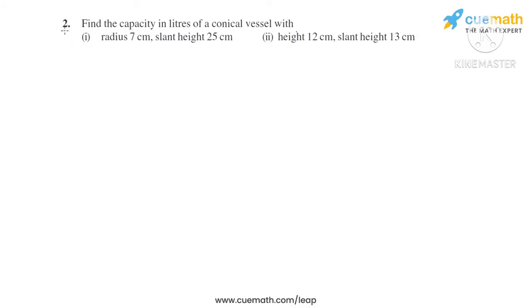In the second question, it says find the capacity in liters of a conical vessel with first part radius is 7 centimeters and slant height is 25 centimeters. In the second part, height is 12 centimeters and slant height is 13 centimeters. So let's start. In the first part, they have given radius and slant height. So to find the volume, we will need height. So let's first find the height.